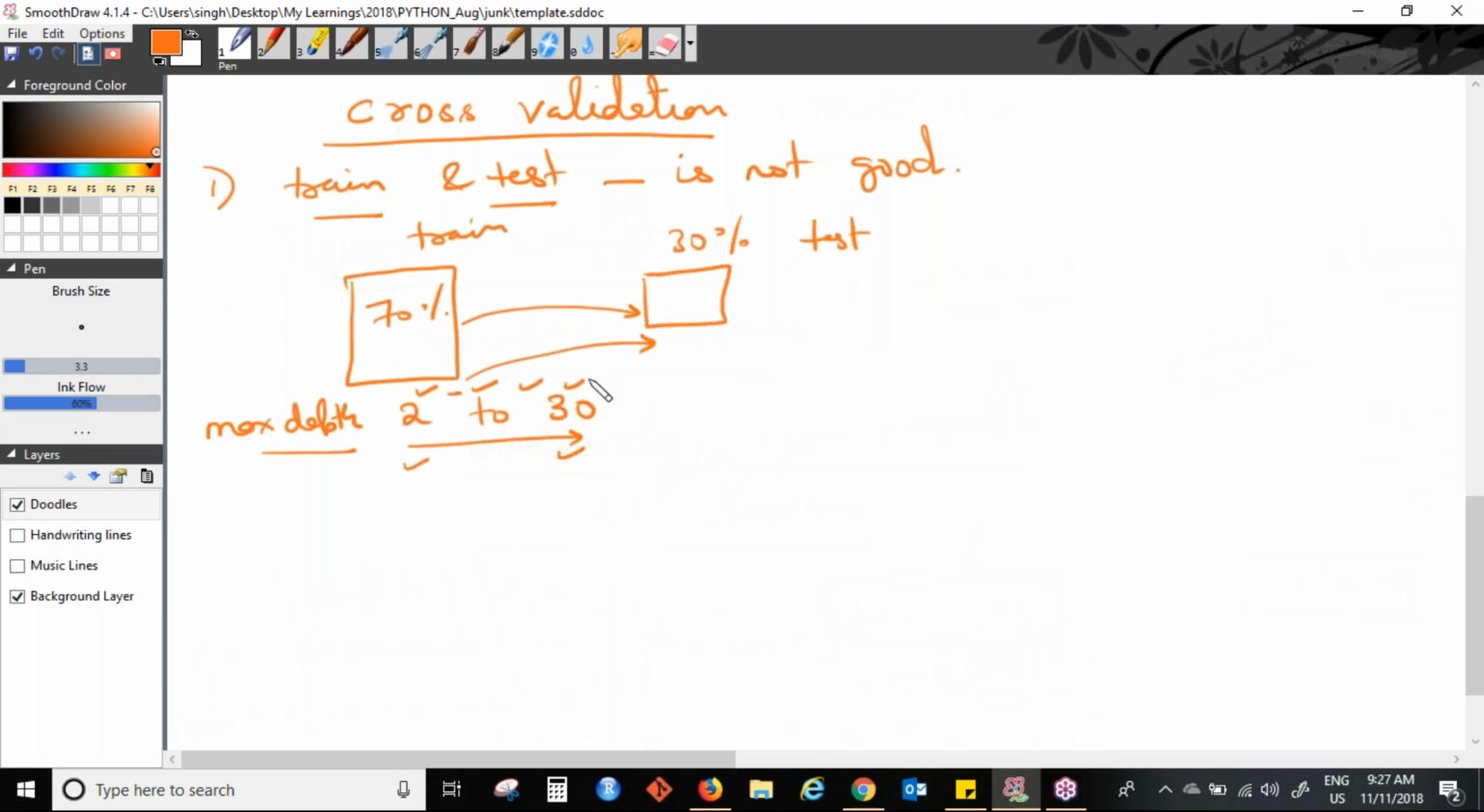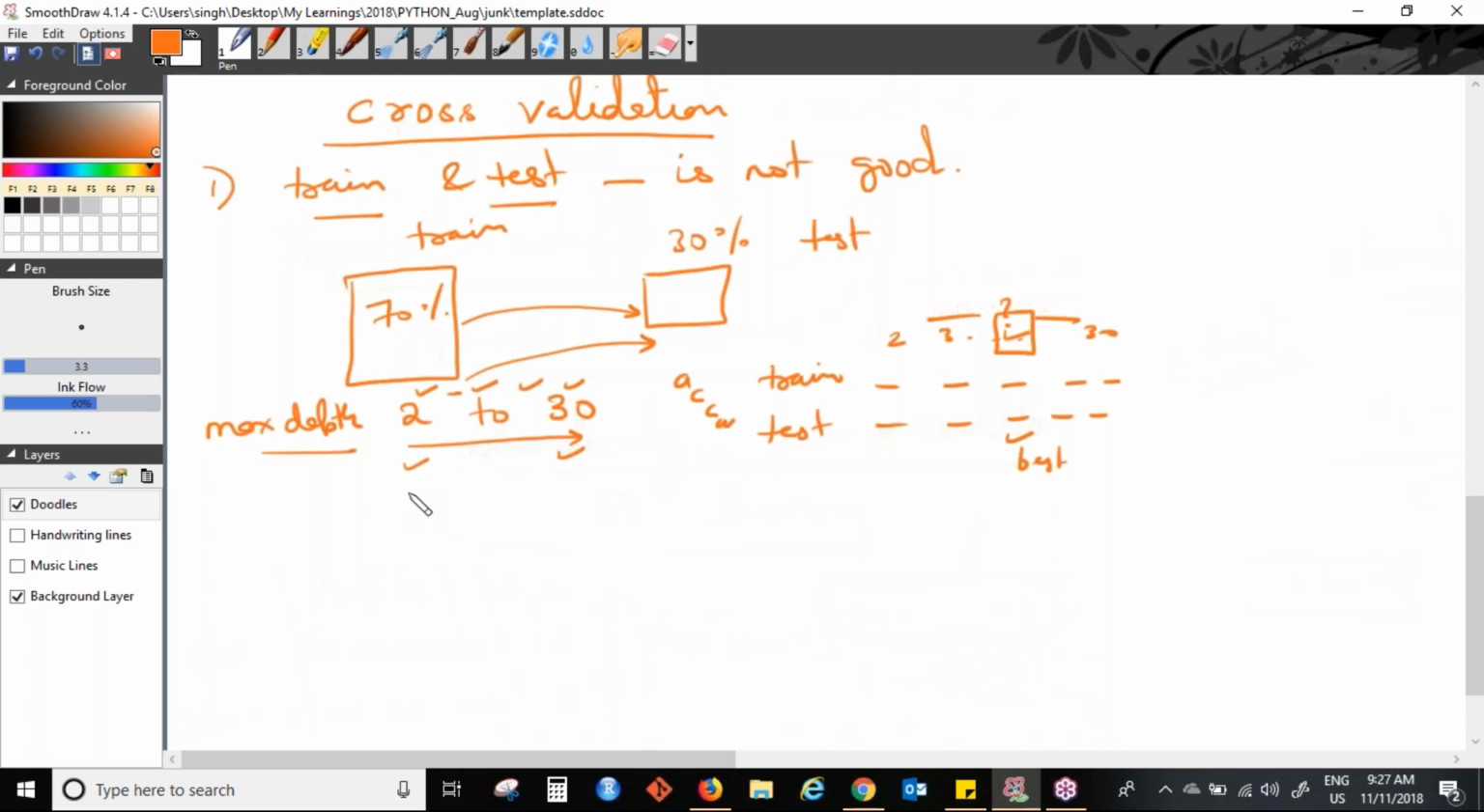So I will have the train accuracy and the test accuracy. Let's say this is accuracy. For max depth of 2 till 30 I will have these numbers. Then I will see for which of these my test data accuracy is the best, and I will finally select that corresponding max depth and finalize the model.